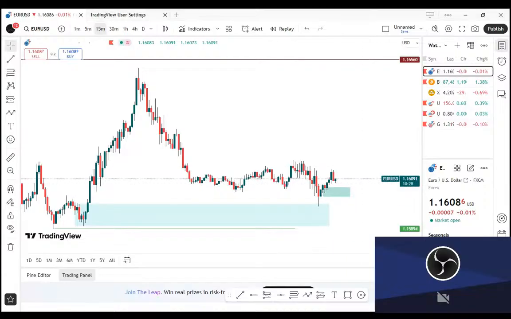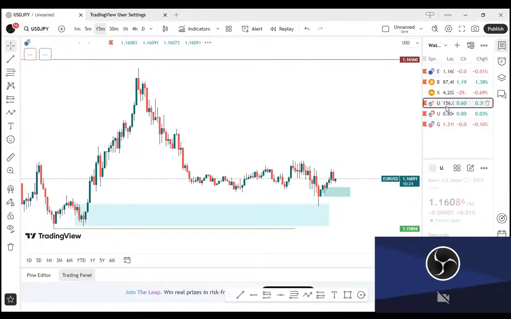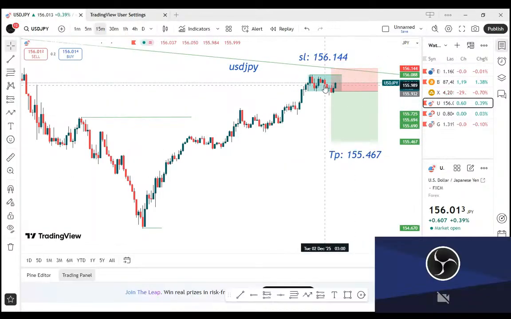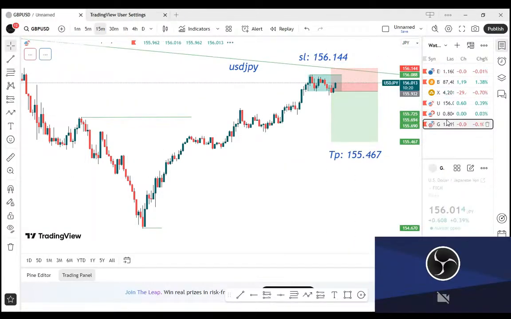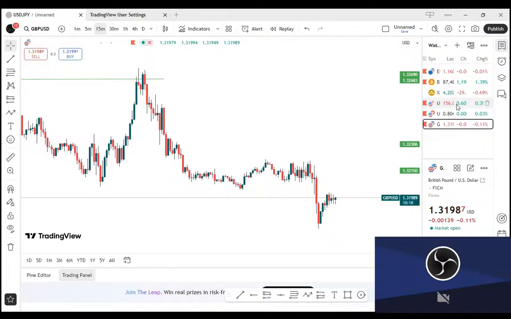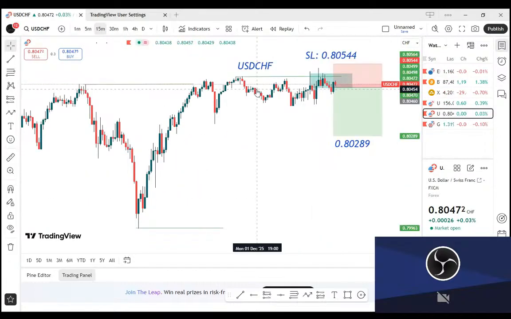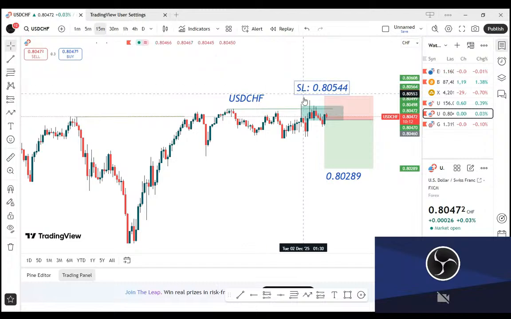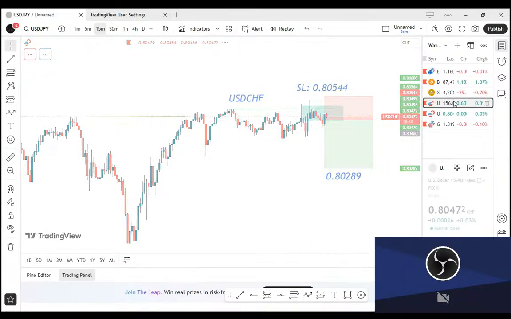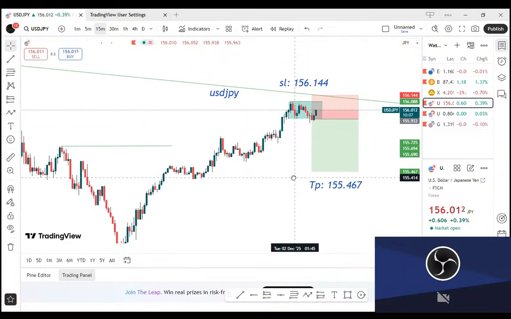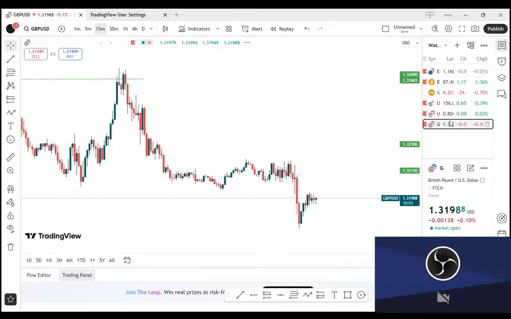So if we're going to pull up, I'm already in on this. I went in on a selling opportunity on USD JPY, and I went in on a selling opportunity on this as well. This is USD CHF. You can see them listed, USD CHF and USD JPY. So if you're not in, you can join me as well and ride it.